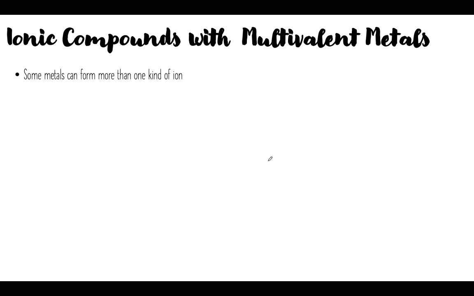So previously, when we talked about the charges in the particular groups, we noticed that, for example, oxygen always forms the charge -2. However, there are some metals that are found in the middle, and they're all metals, so you know they're going to have a positive charge. They can form more than one possible charge.